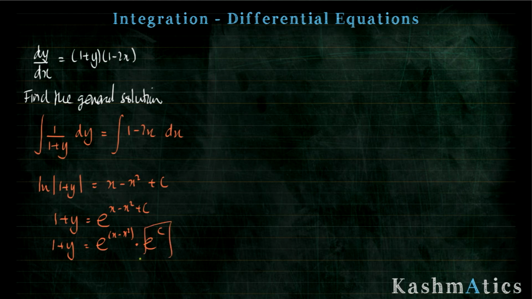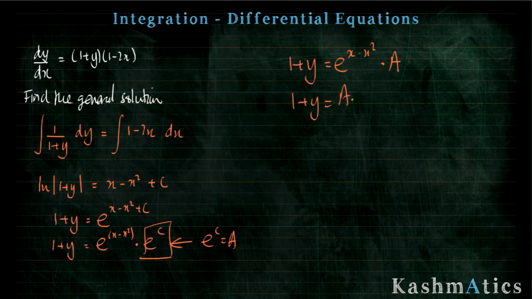And if I say let this equal a, this gives me 1 plus y equals e to the power x minus x squared multiplied by a. So 1 plus y is equal to a e to the x minus x squared. And finally, y equals a e to the x minus x squared, take away 1.